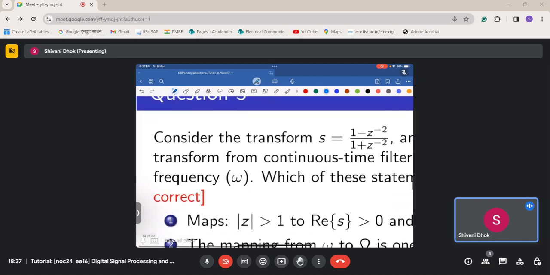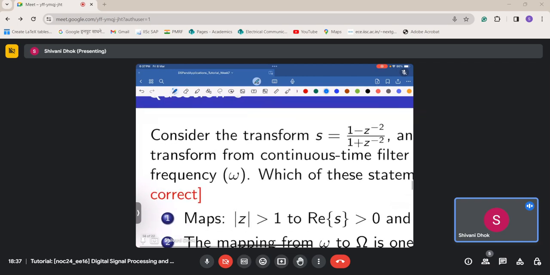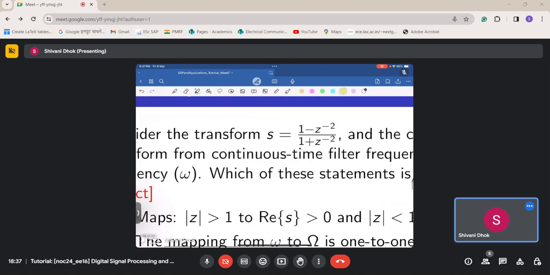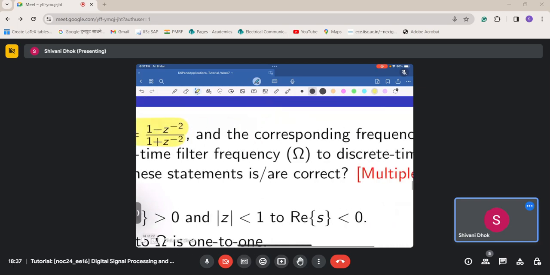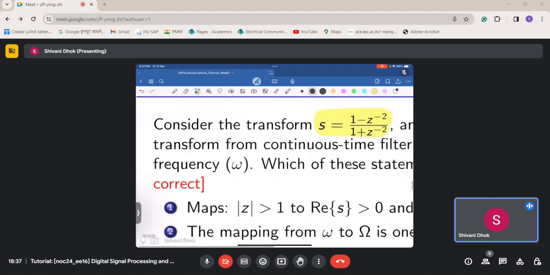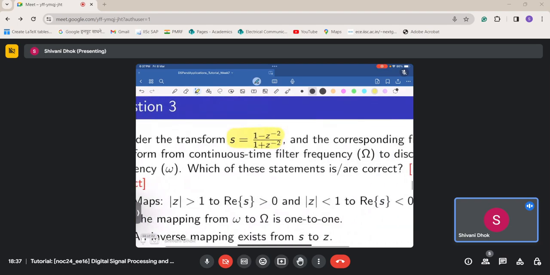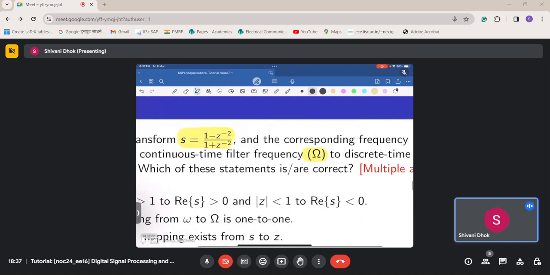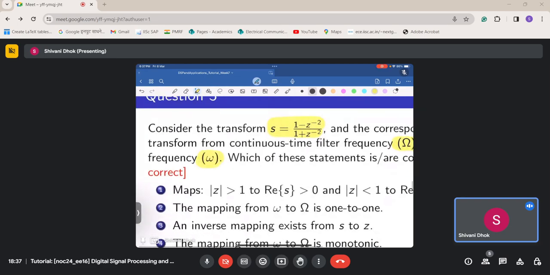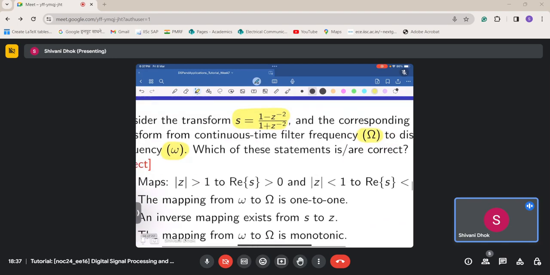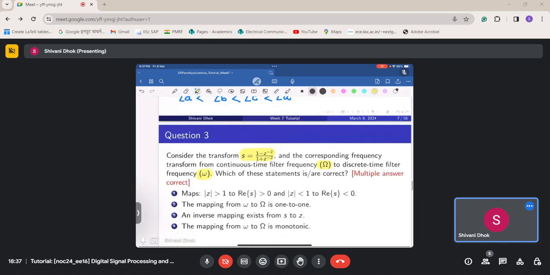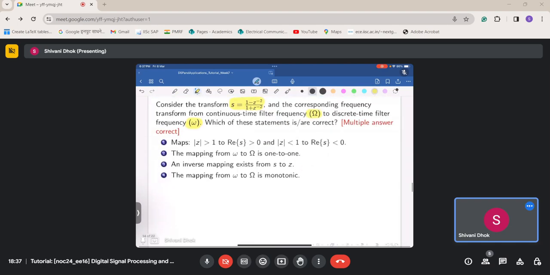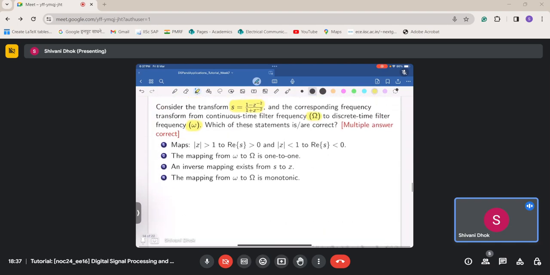So this is question number 3, and what it says is, consider the transform S equal to 1 minus z to the power minus 2 upon 1 plus z to the power minus 2, and the corresponding frequency transform from continuous time frequency omega to discrete time filter frequency small omega. Which of the following statements is/are correct? This is also a multiple answer correct question, and we need to see what exactly is happening in this particular thing.